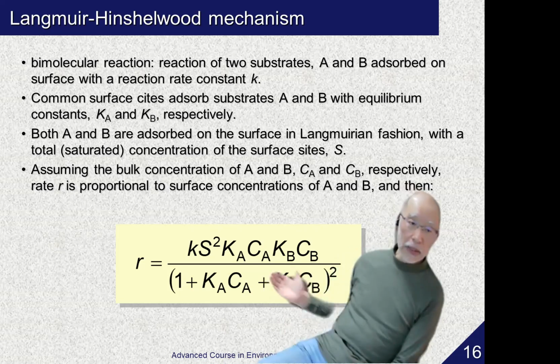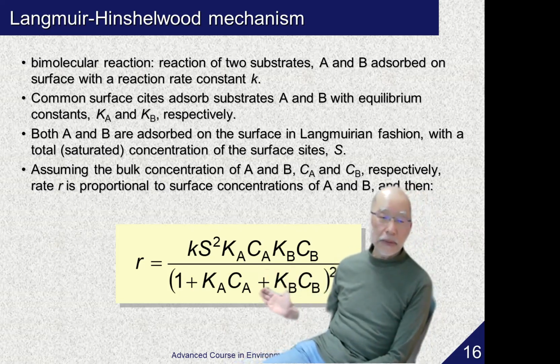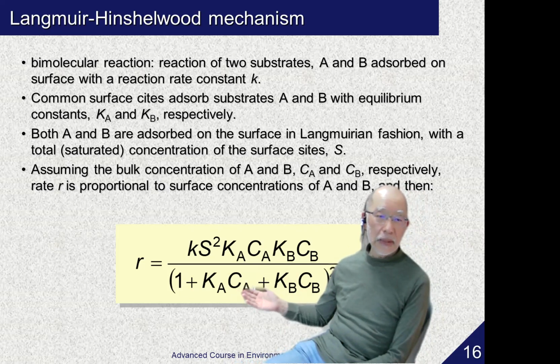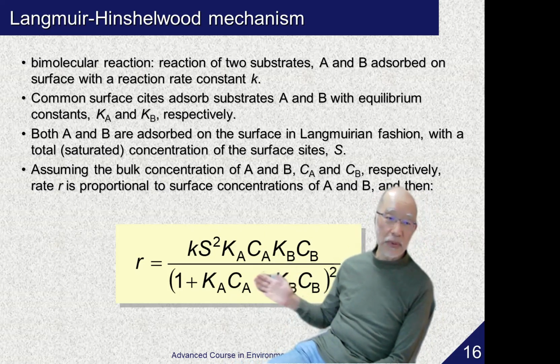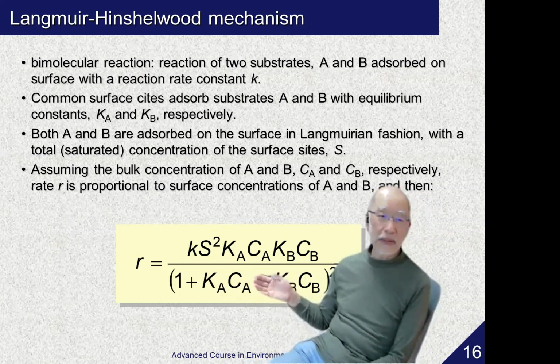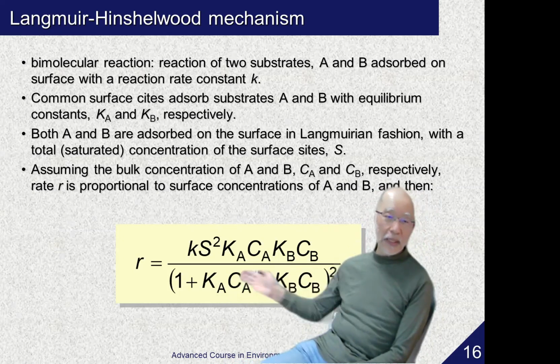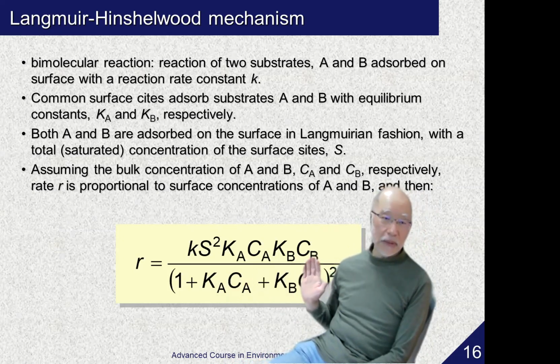So therefore, this part, K_A C_A plus K_B C_B. In the ordinary Langmuir adsorption, it is only 1 plus KC, but here it is 1 plus K_A C_A plus K_B C_B.